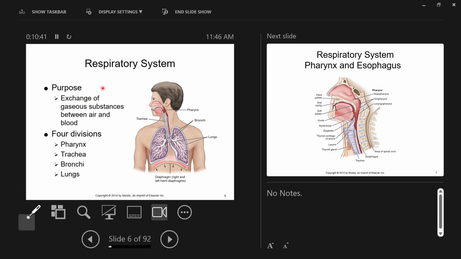Okay, so now let's talk about the respiratory part of the system. The purpose of the respiratory system, it has one main job, and that's to exchange gases. The air in the room is the atmosphere that we're trying to exchange gases with, okay?